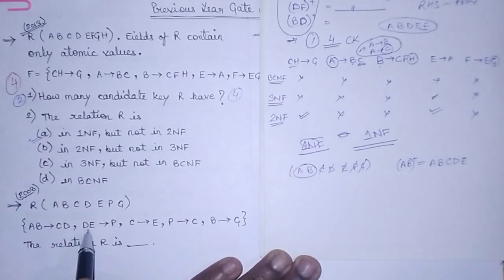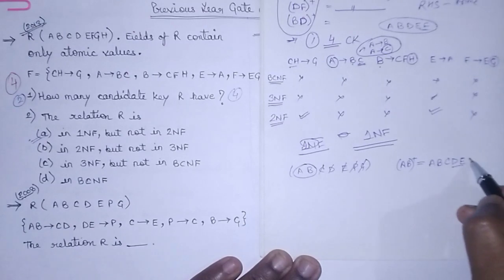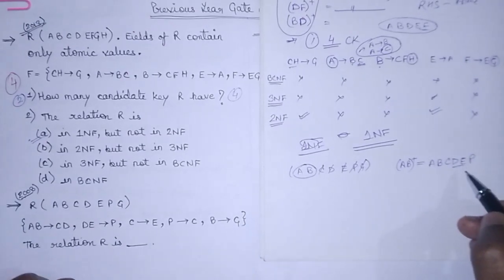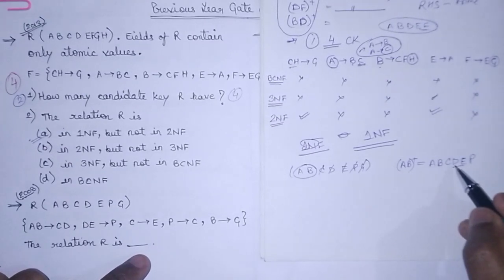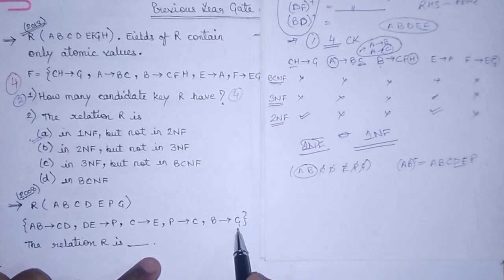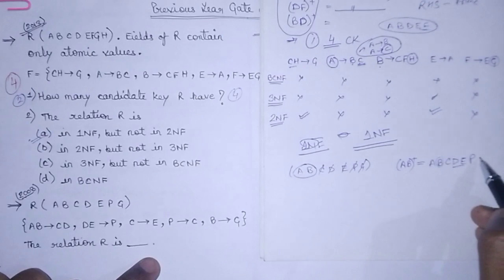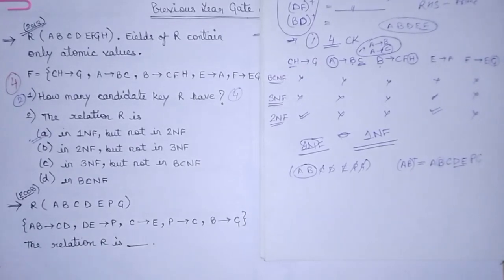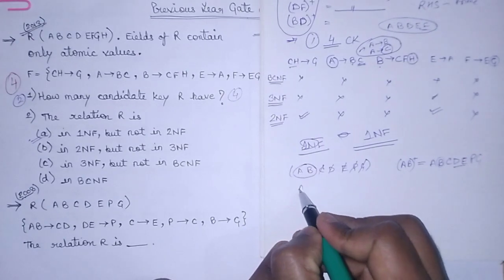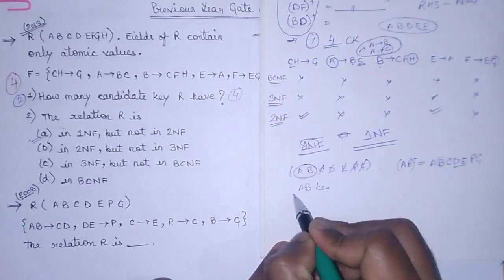Using this D and E, I can define P. Using this P, we have already defined C. So what is remaining? A, B, C, D, E, P, G. You can see that G can be defined using this B that we have. That means A, B is a key for this particular relation. So we got to know A, B is a key.